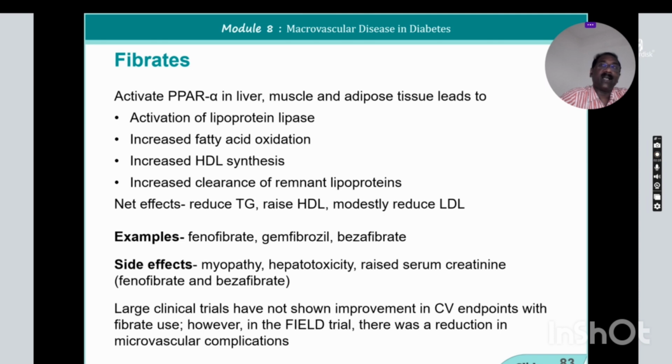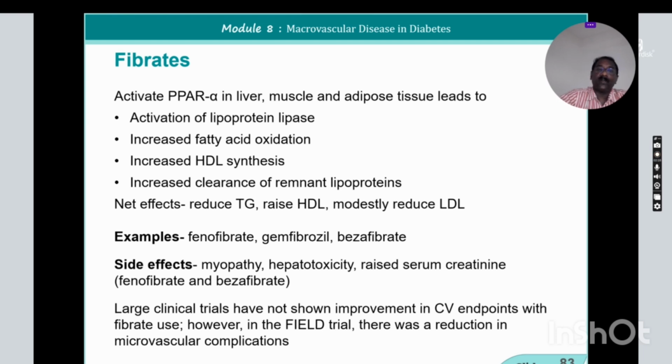Saroglitazar will act on both PPAR alpha and gamma. That means it acts on both diabetes and triglyceridemia. In muscle and adipose tissue, it leads to the activation of lipoprotein lipase, increased fatty acid oxidation, increased HDL synthesis, etc.